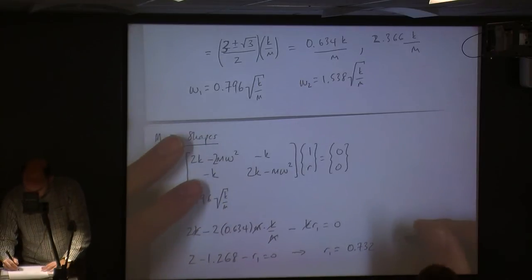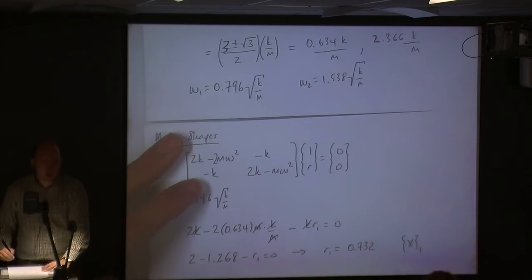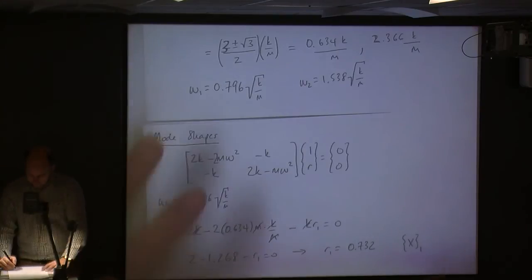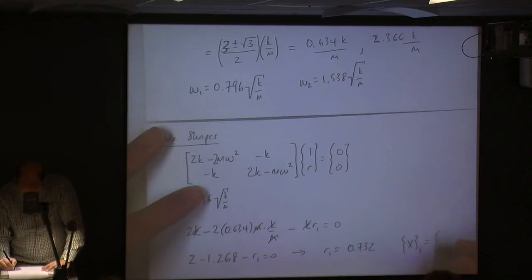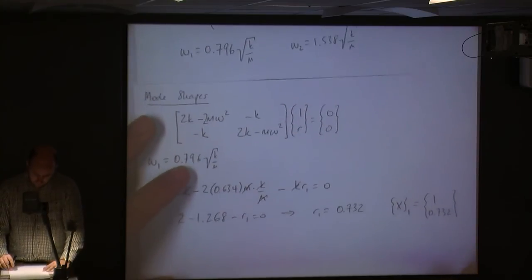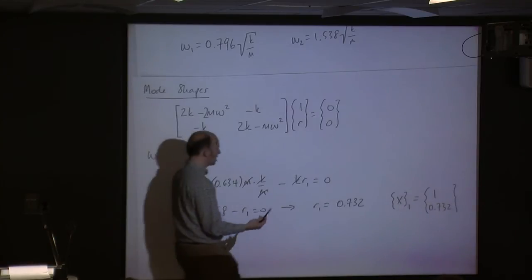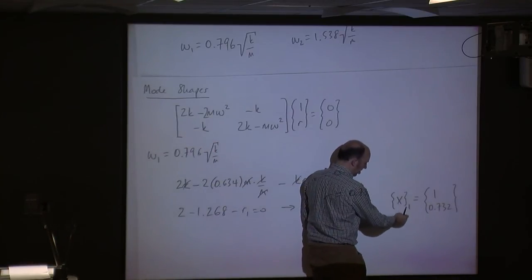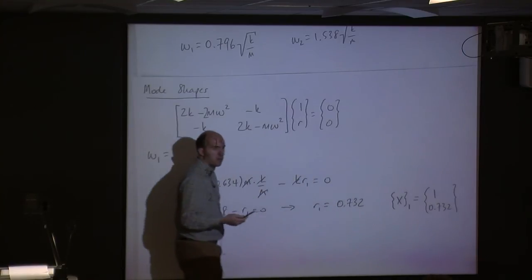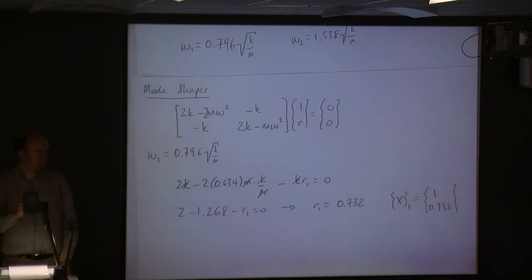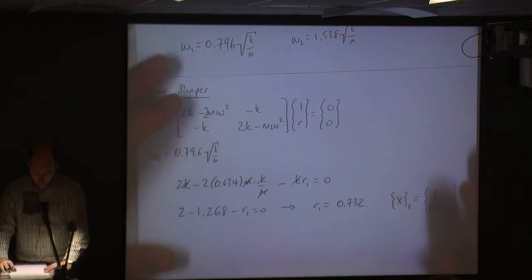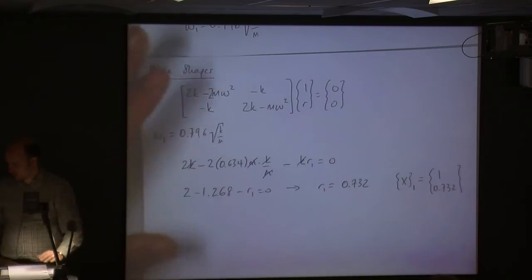So mode 1, which we write as big X with the 1 outside of the curly braces, is a vector 1 and 0.732. This is the convention I use for modes, okay? We've got big X, because it's a motion, inside curly braces, with the subscript outside representing the mode number, mode 1. This is important for the next chapter when we talk about modal analysis, to know which modes we're talking about.